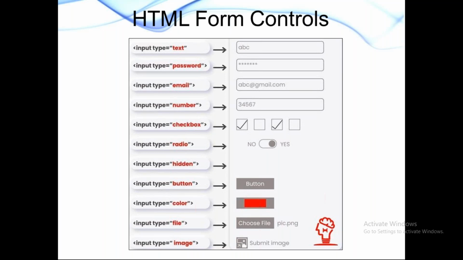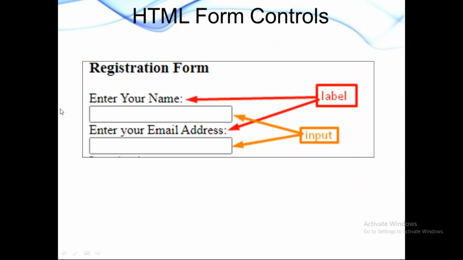Then input type radio. Out of a group, you can select only one button. When you say payment option, they would have given a lot of options: internet banking, debit card, credit card. I cannot select 2 payment options. I can select only one option, so that will be a radio button. Then input type is equal to button will give you a button. Color, and then input type is equal to file, then image. So these are the different controls.